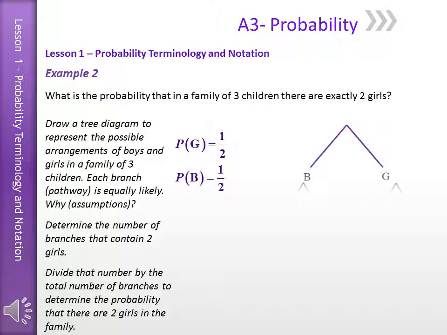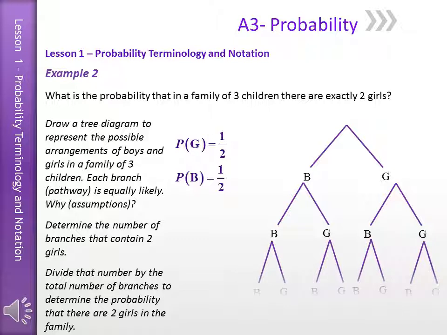We have the option of having a boy or a girl. With our second child, we now have 2 children and we can have boy boy, boy girl, girl boy, or girl girl. Then we look at the third child. So under each of those options that we have so far, we now have the option of a boy or a girl for our third child.